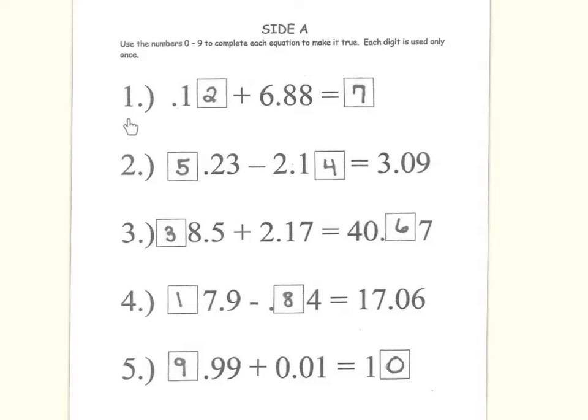And here are the answers to the problem. Number 1, it's 12 hundredths plus 6 and 88 hundredths is equal to 7. Number 2, 5 and 23 hundredths minus 2 and 14 hundredths is equal to 3 and 9 hundredths. Number 3, 38 and 5 tenths plus 2 and 17 hundredths is equal to 40 and 67 hundredths. Number 4, 17 and 9 tenths minus 84 hundredths is equal to 17 and 6 hundredths. Number 5, 9 and 99 hundredths plus 1 hundredths is equal to 10.